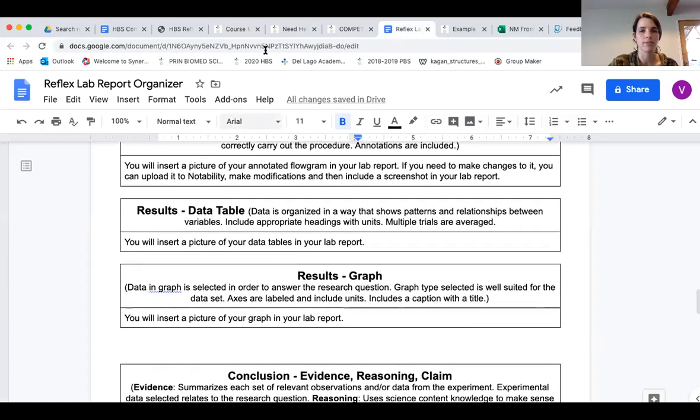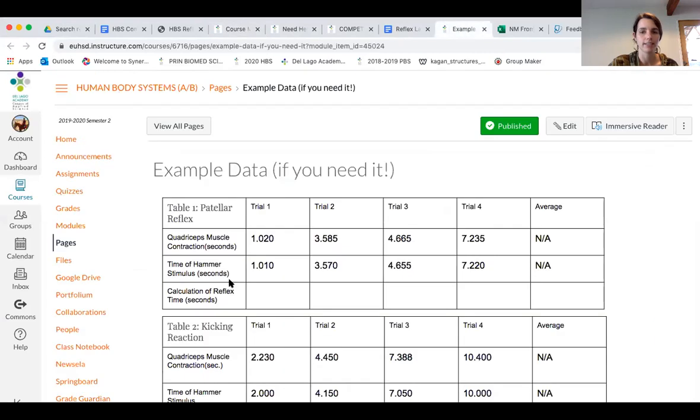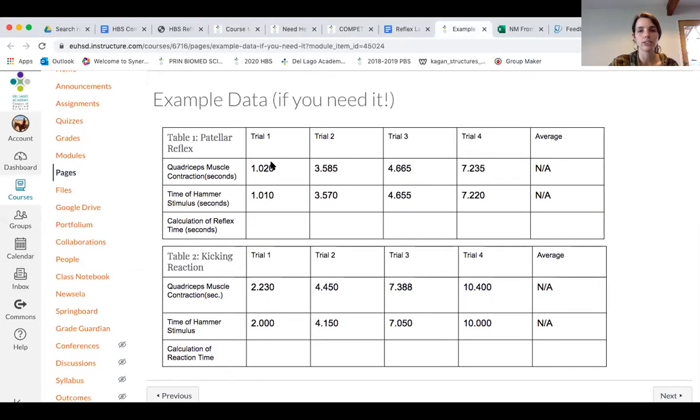Your data table: if you need data, same thing. You go back here, you go down to example data if you need it. What you're going to do is fill out this whole bottom column. So anyway, what you're going to do is take row 1 minus row 2, and that will give you the calculation of the reflex time, or if you're down here, the calculation of the reaction time.